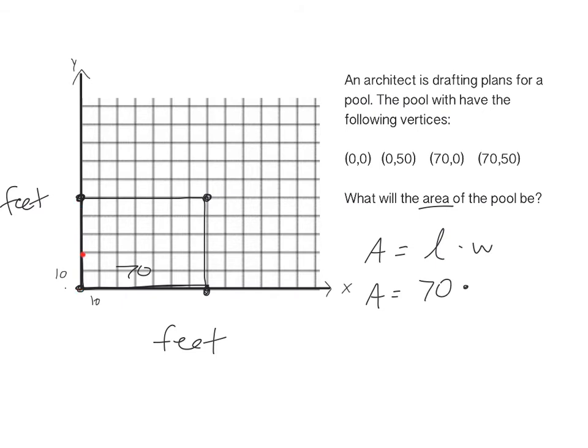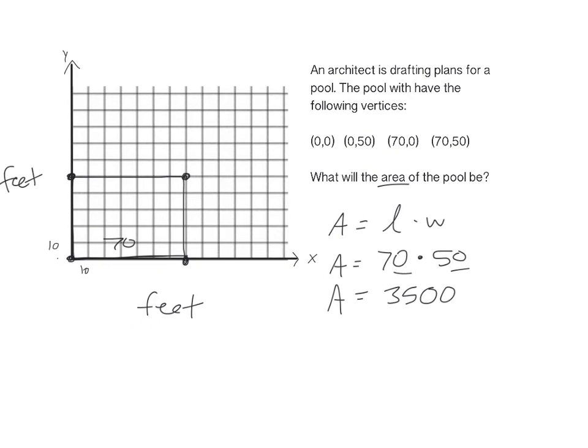1, 2, 3, 4, 5. Each one's worth 10, so that's 50. All right, now these are two really nice numbers to multiply because we just multiply the 5 and the 7 and get 35, and then there's a 0 and another 0, so we add 2 zeros. And we are done. The area is going to be 3,500 feet squared.